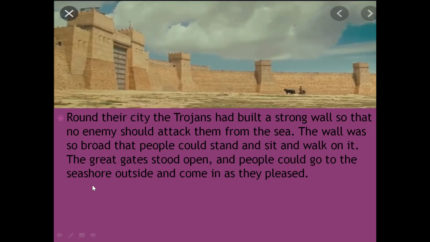Trojans had built a strong wall around the city of Troy. Yes, you can see this wall, a strong wall, in this picture. So it was difficult to attack this city. The wall was so broad that people could stand on it. When the gate of this city was open, you can see the gate, people could go out and come in. Okay.